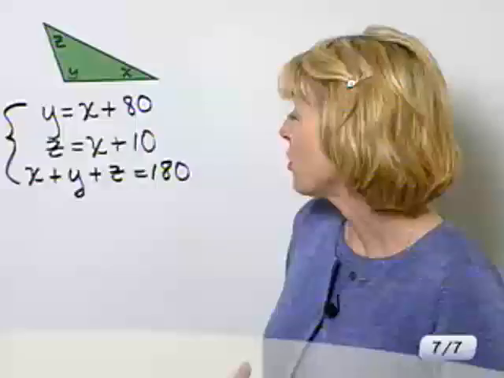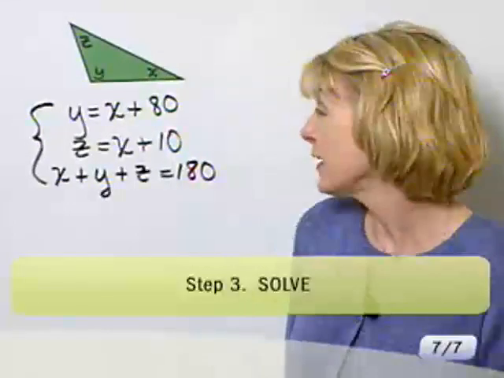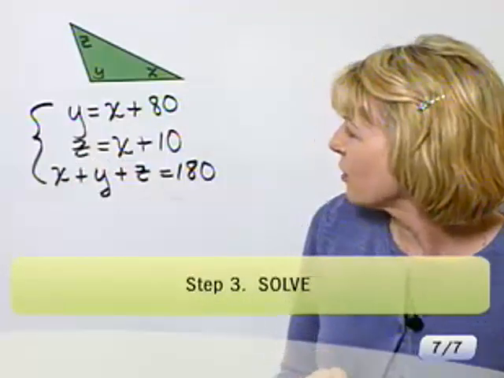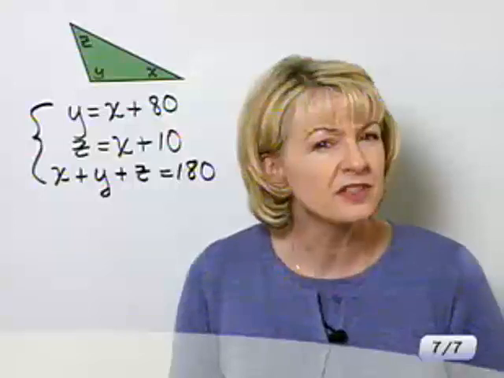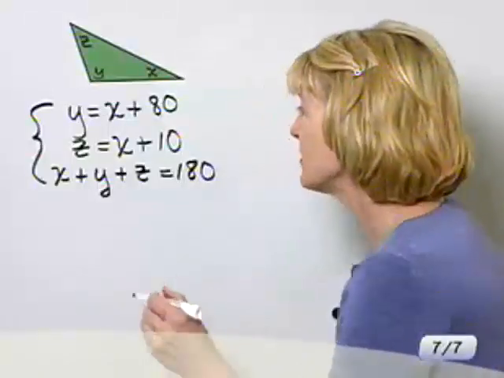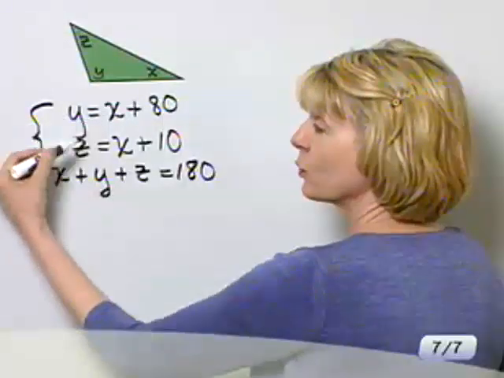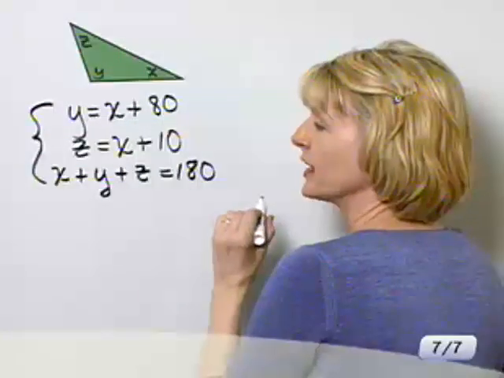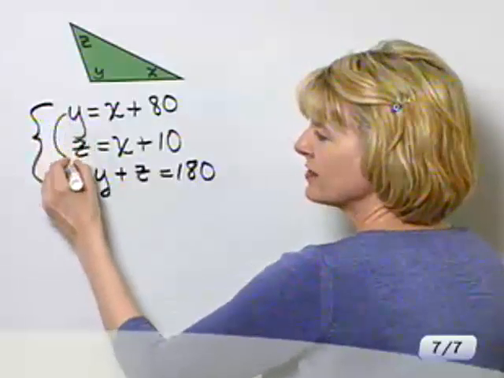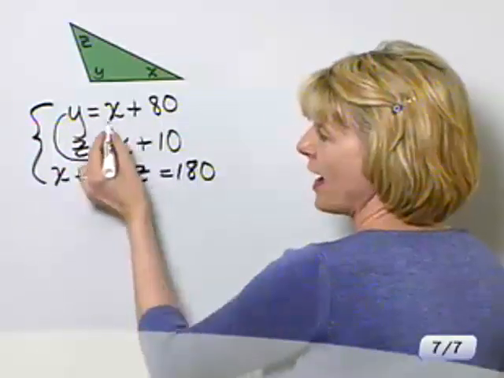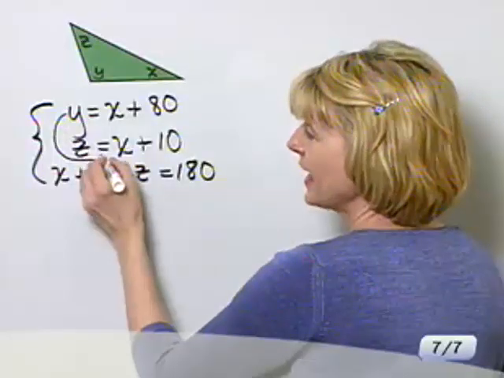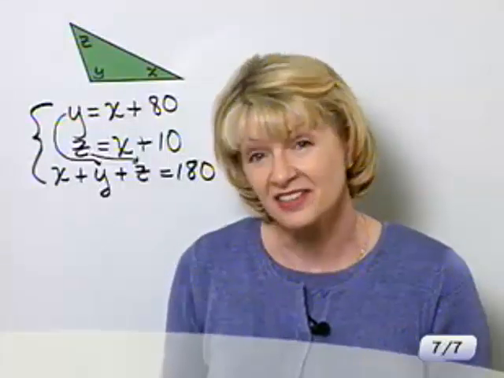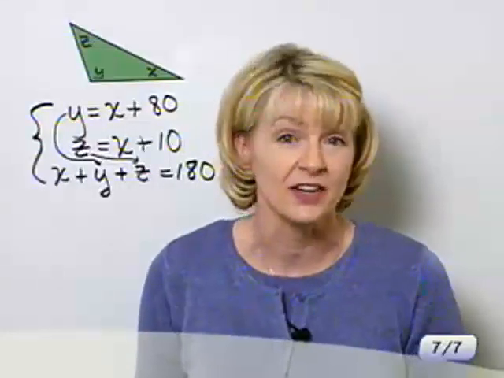Now, how would you like to solve this system? It's really up to you. Notice we do have this equation solved for Y, this equation solved for Z. Why don't we use the substitution method? Not only is this solved for Y and this solved for Z, but in terms of X only. Do you see that if I substitute for Y, X plus 80, and if I substitute for Z, X plus 10, I'll have a single equation in a single unknown X.